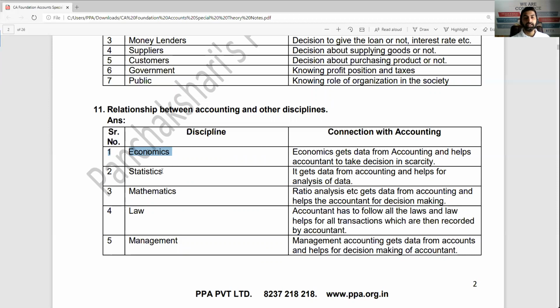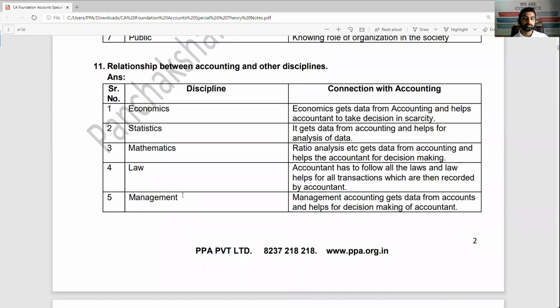Statistics, of course, the data given by the accounts department will be kept in the stats department, and they will analyze it properly for taking further decisions. Mathematics, of course, yes, like ratio analysis are based on the accounting data. Law is also supporting accounting, because all the accounting terminologies, all the accounting processes are done as per the act only, plus accounting standards.